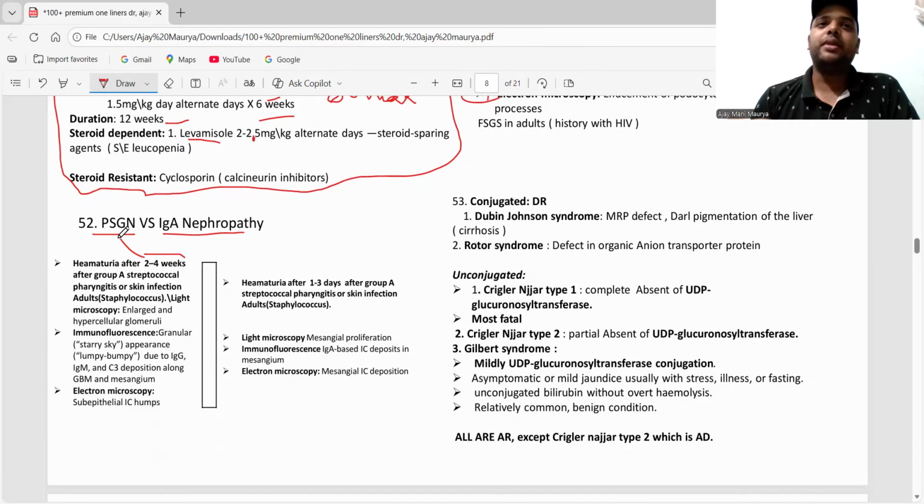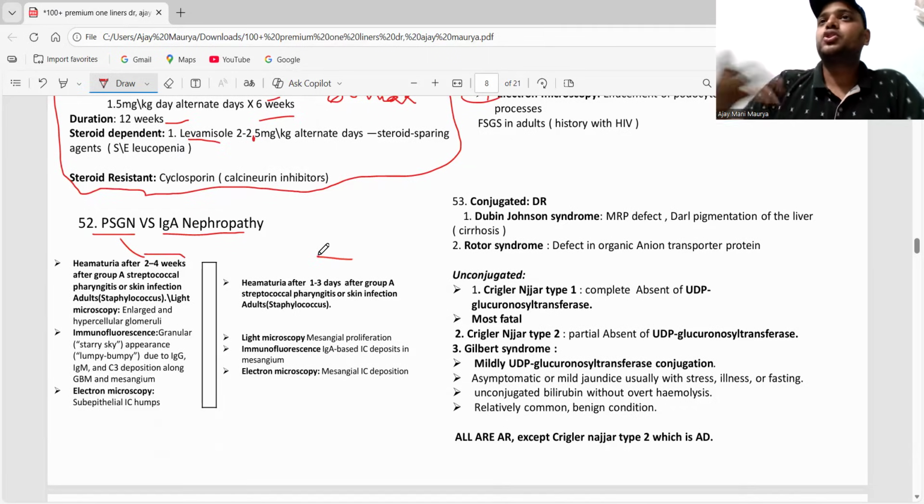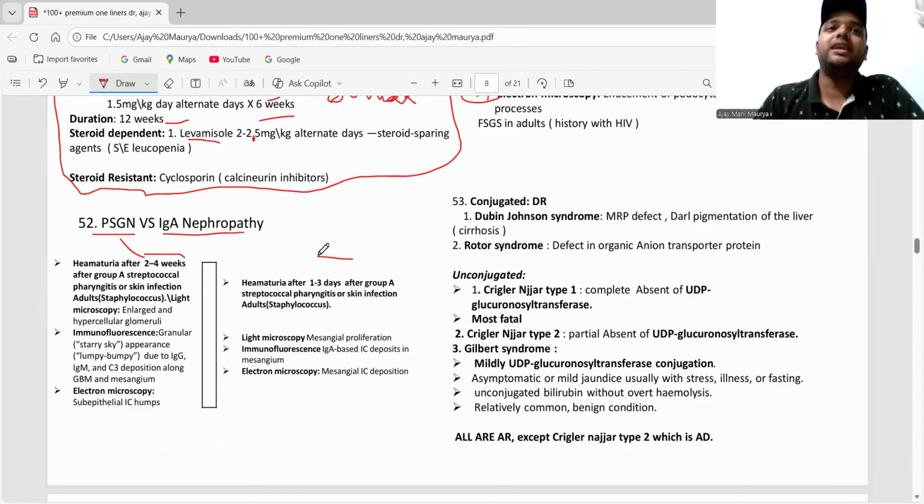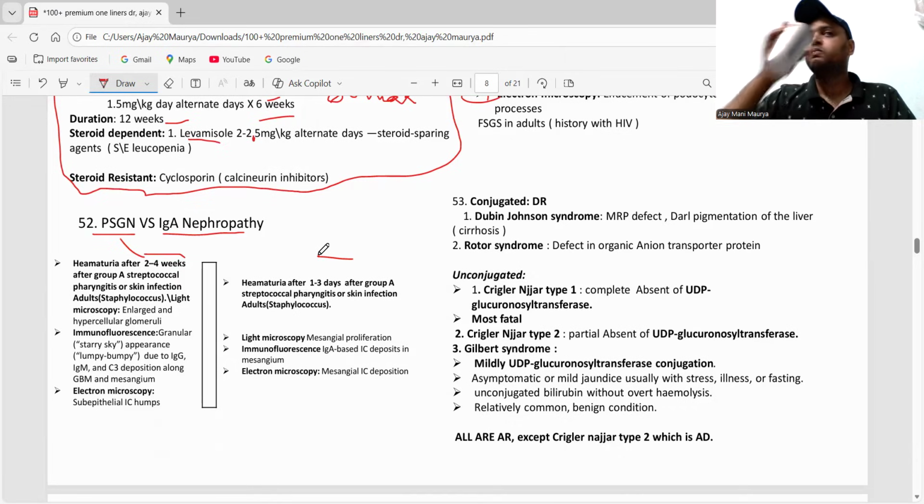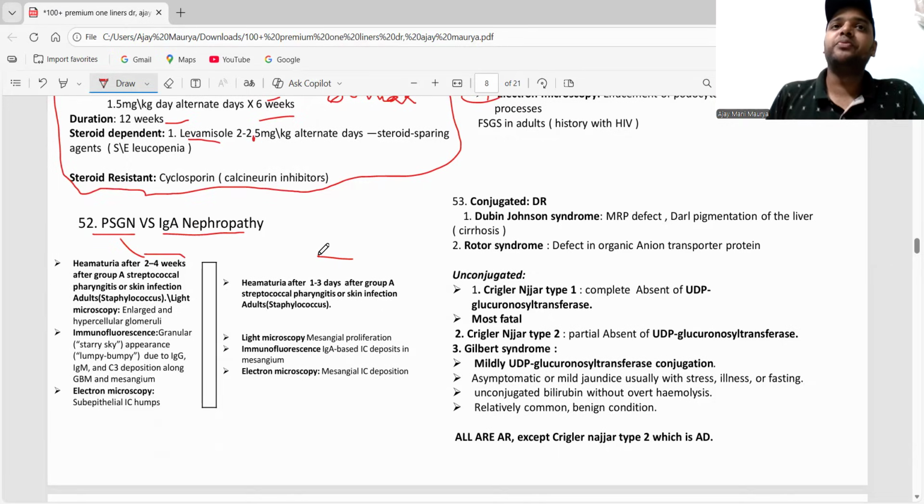PSGN. Remember, in this case the child develops a sore throat or skin manifestation, and the hematuria develops after the infection. But if he gets the gross hematuria within 1 to 3 days only, it is called IgA nephropathy. Got it? This is how you have to differentiate between PSGN and IgA nephropathy.